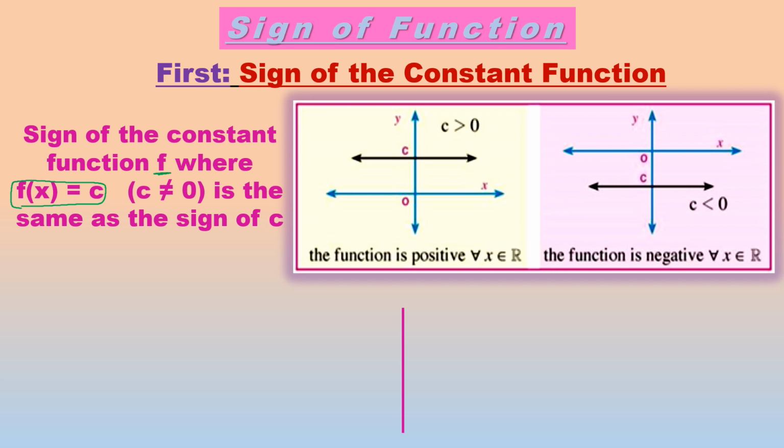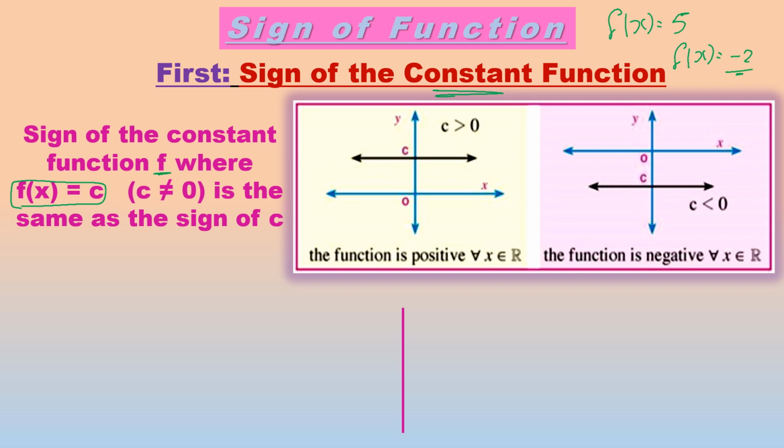What's the meaning of the sign of a constant function? What is the constant function? The constant function is the function which is only a number. For example, f of x equals 5. This function is a constant function. There is no x, there is no variable, only a constant number. For example, f of x equals -2. It's called a constant function because there is no variable in the function.